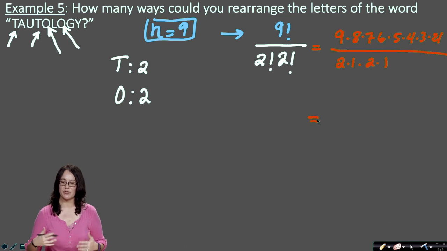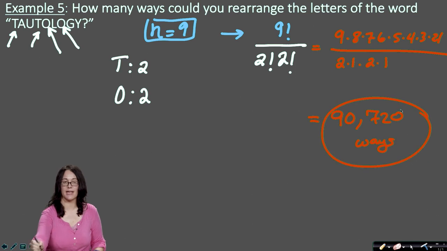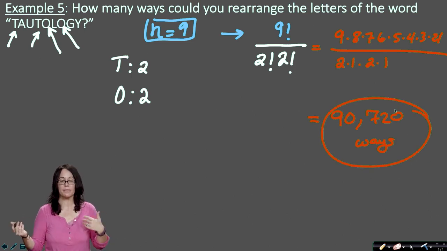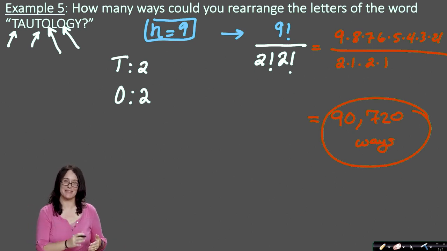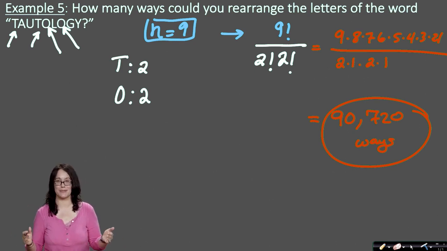So in the end, when you do all of the math and you simplify, you should be getting a grand total of 90,720 ways. So that would be the number of ways that you could rearrange the letters in the word tautology. And again, that would have been much bigger had we not had repeated letters. So if we had a 9-letter word with no duplicates, it would have just been 9 times 8 times 7 times 6 times 5 times 4 times 3 times 2 times 1. That's the number of ways that you could rearrange 9 items where order matters and nothing's been duplicated.